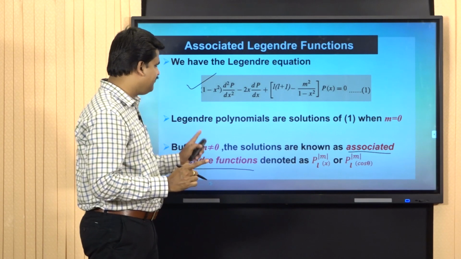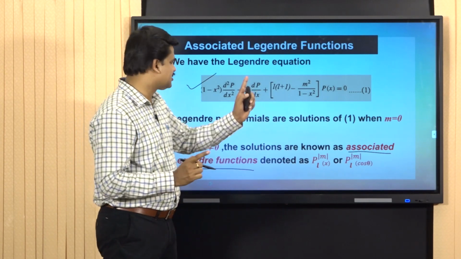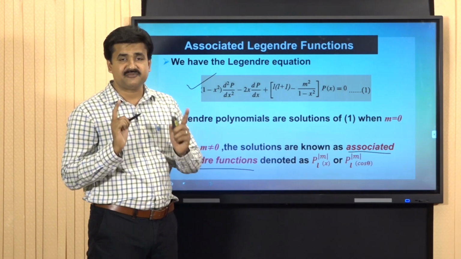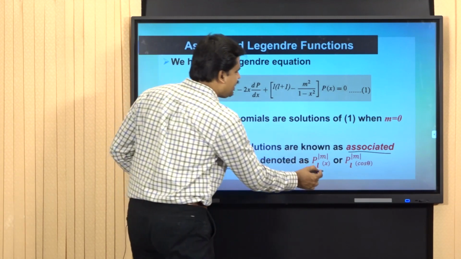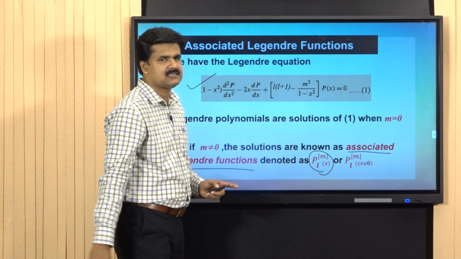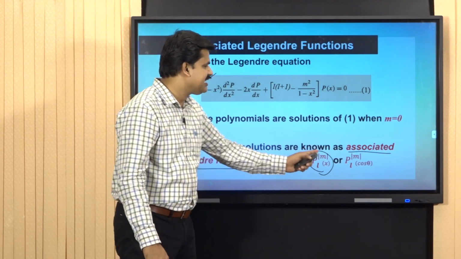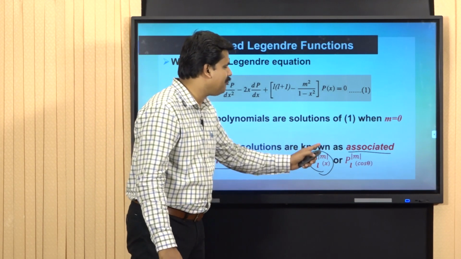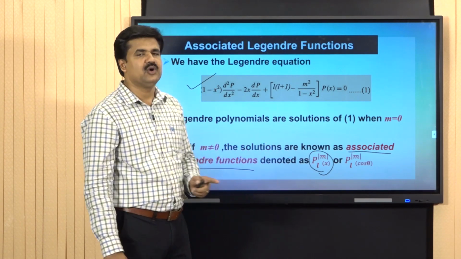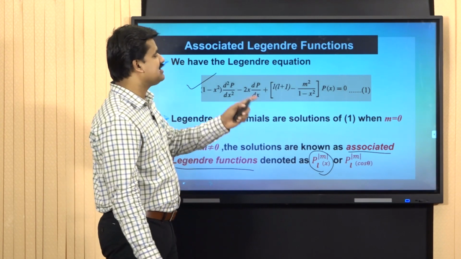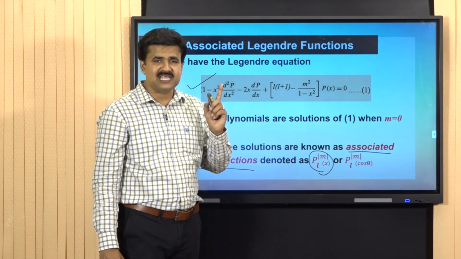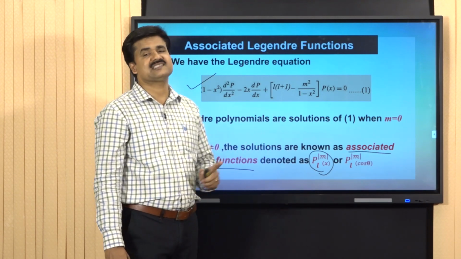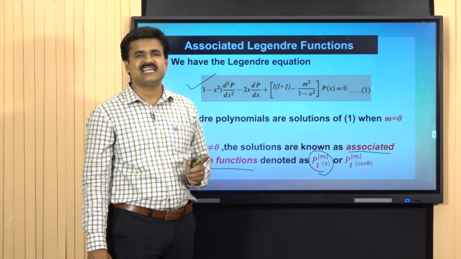When the value of m is not equal to 0, the solutions are associated Legendre functions, and such functions are denoted as PL|m|(x). Here we can see the dependence of m on p. That is PL|m|(x), and we know x is equal to cos theta. Therefore, associated Legendre functions can also be represented as PLm(cos theta), or PL|m|(cos theta). That is about associated Legendre functions.